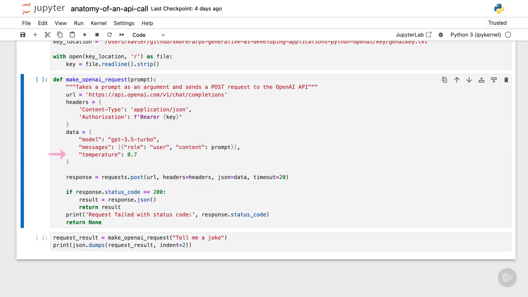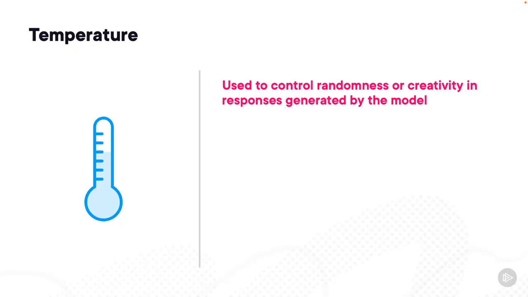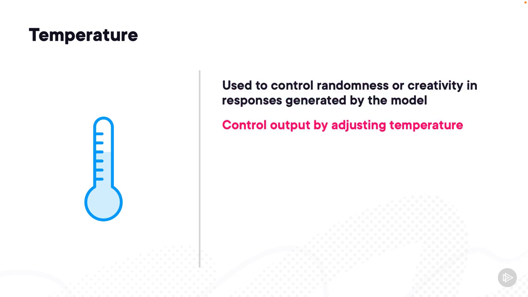The next parameter is temperature, which is pretty important. Temperature is used to control randomness or creativity in responses generated by the model. You can control the output by adjusting temperature. This is one of the most important settings, and there are several possible values. Temperature goes from 0 to 2, with 1 being a practical limit.